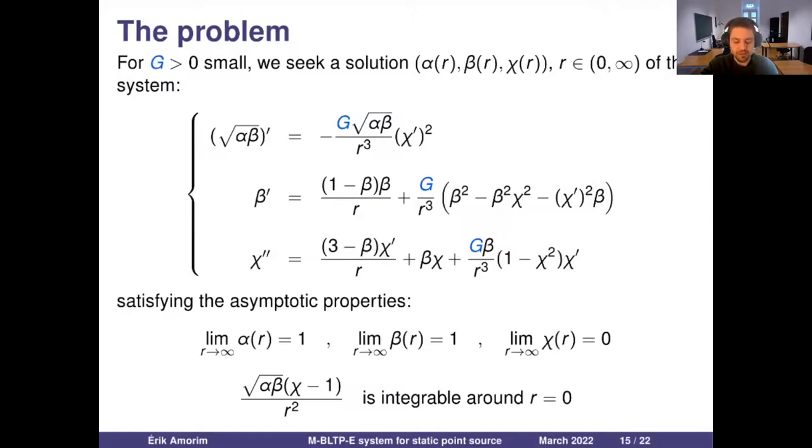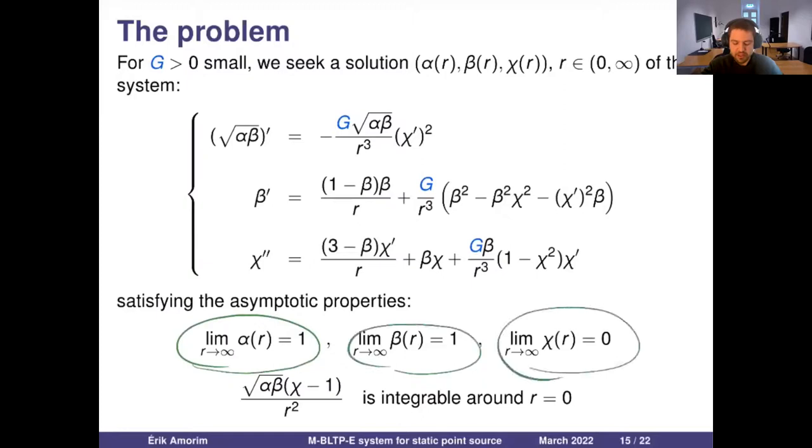So this is the problem. For a small G, we seek a solution of this system satisfying asymptotic properties, which are given as limits when r is infinity, and they are given as integrability of a certain function around r equals zero. This is what you'd like to solve.